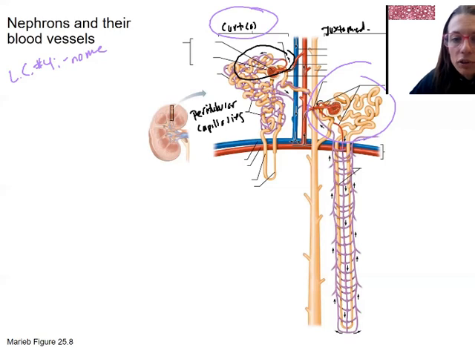The efferent arteriole from juxtamedullary nephrons is going to connect to a vasa recta. These are blood vessels that surround a long nephron loop. So they arise from the efferent arterioles and run parallel to these long nephron loops.